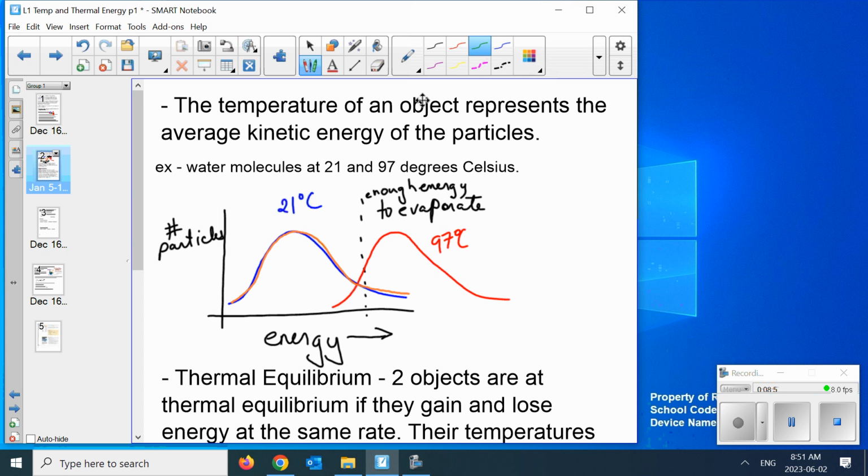Now, some other things that we're reviewing here that we should know. The temperature of an object represents the average kinetic energy of the particles. So I put the page up, you should see. Keegan, don't worry. Okay. Now I'm going to show you something here.